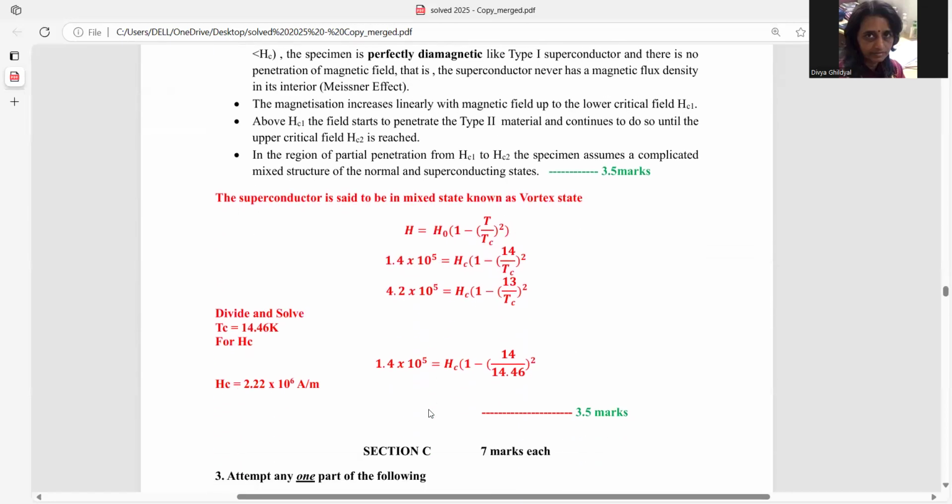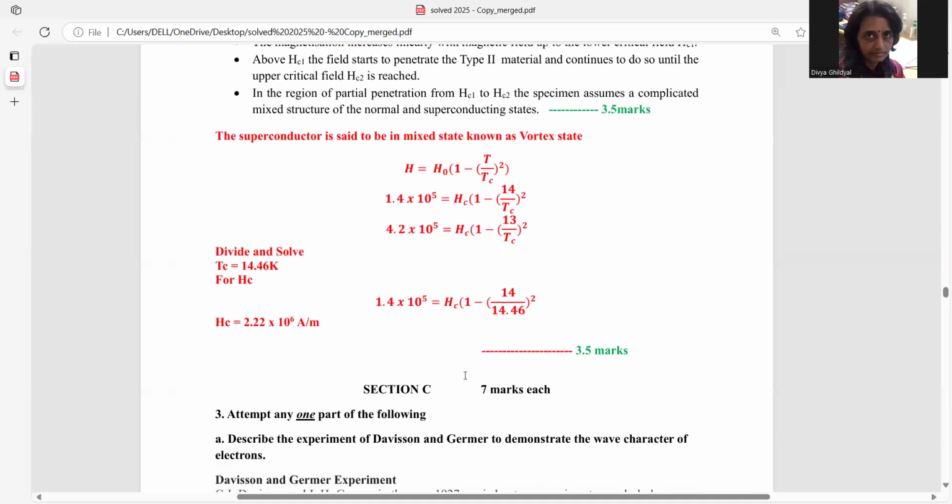And then they are asking you this numerical. So the numerical formula you use is Hc equal to H naught into 1 minus T square by Tc square. So you put the two values that you have been given. Simplest solution is divide them. Once you divide, you get your Tc value, and in order to get Hc, put this Tc value up there in that equation, and you will get your value of Hc.